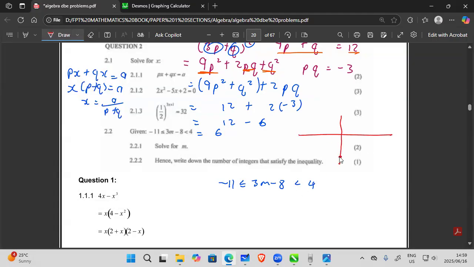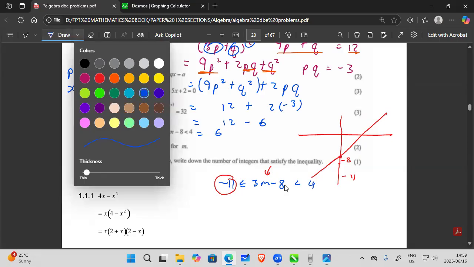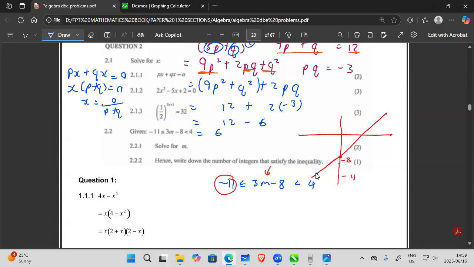Minus 8, y-intercept. There it is here. Positive gradient, it's going to do this. And so when you solve for m, I want to find an m value that I must input in here, such that I output a y value that is greater than or equal to minus 11. So minus 11 should be somewhere here if I extend it. So I want to input m values that will be greater than or equal to minus 11, which is somewhere here, but less than minus 4, which is somewhere here.